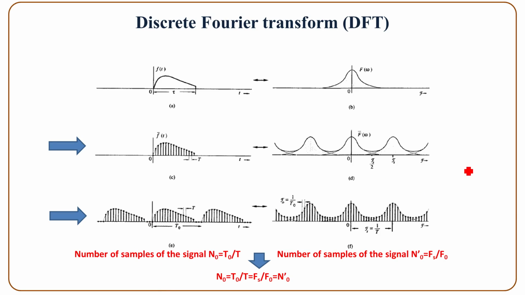Okay, and if we take samples in the time domain of the repeated signals, so if we take samples of the signal and take the Fourier transform, then in the frequency domain we repeat the spectrum of F of omega. So we repeat that at every fs.